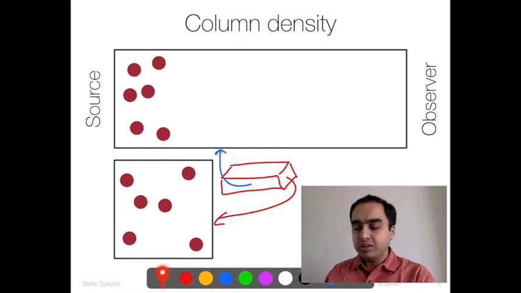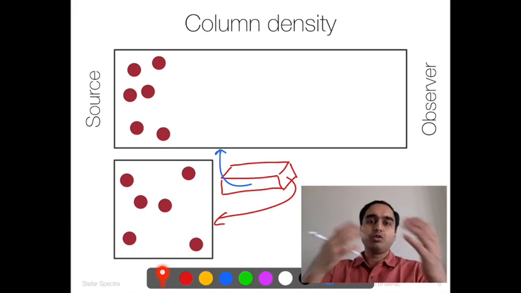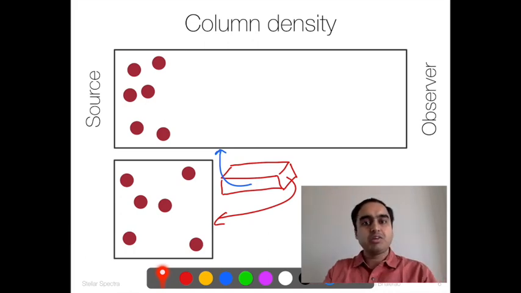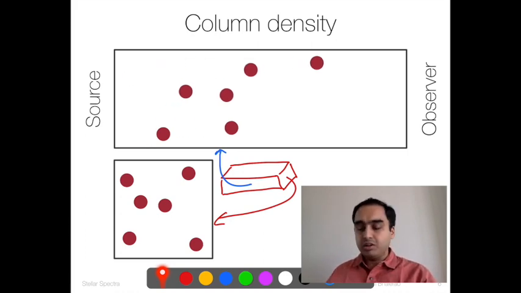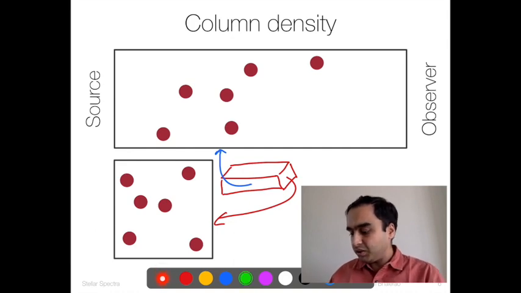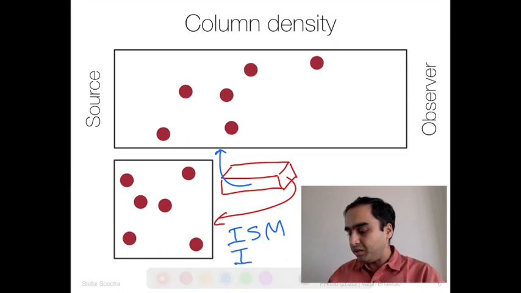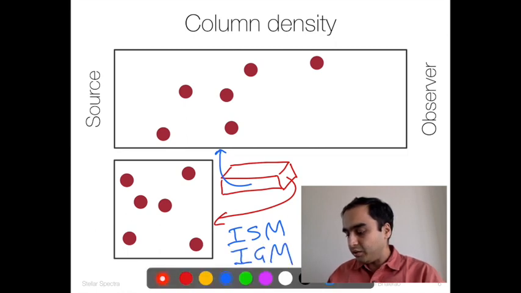They could be sitting near the source. This is called a circumstellar medium. If you are looking at a star, there could be a lot of gas and dust just present around the star itself. Or they could be distributed in between somewhere. It could be interstellar medium that is present between you and the stars. Similarly, medium that is present between galaxies is called the intergalactic medium. Interstellar medium is sometimes abbreviated as ISM, and intergalactic medium as IGM.